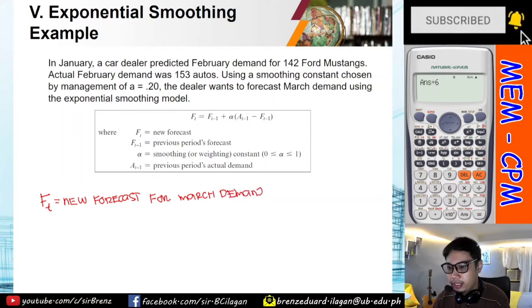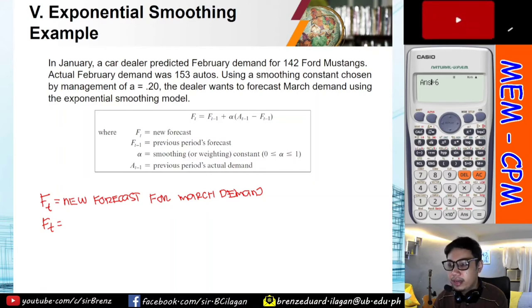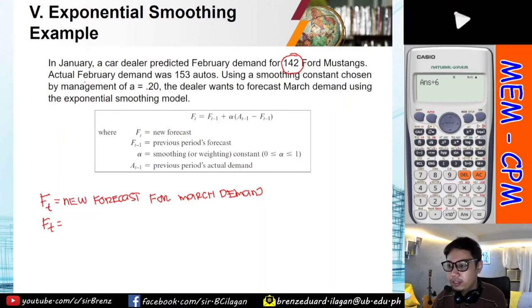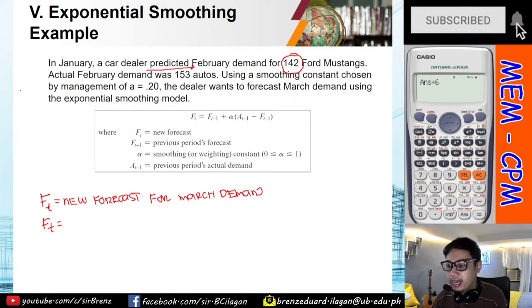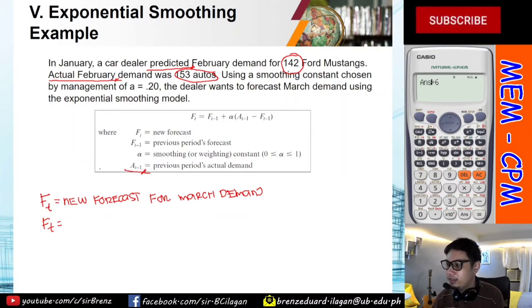Okay. So this F sub T is just equals yung sa previous period's forecast. So alin ba yun? The car dealer predicted February demand. Ito yung 142 natin. Ayan, so predicted niya, forecast. Ito yung previous period forecast predicted. So ang actual February demand, yung actual, ayan, is 153 autos. So ito siya, ano? The previous period's actual demand.